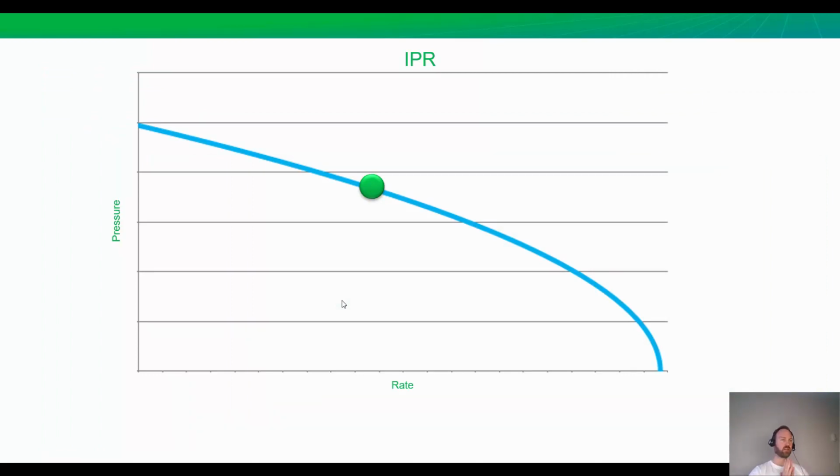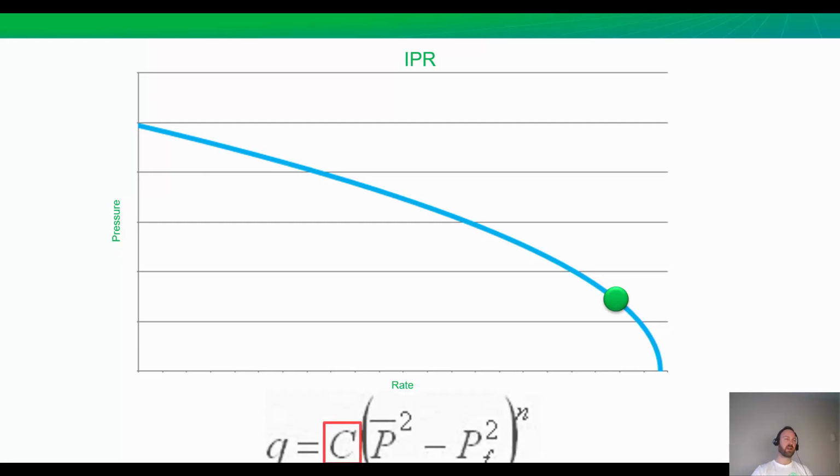I love IPR curves. They're really helpful when you're in boundary dominated flow and you want to predict if you lower or increase the pressure on your well, how will the rate change, right? They're really nice and easy to understand. They're super helpful. And this is one of the formulas for an IPR curve. The C value, you can think about this as the well's productivity. And in boundary dominated flow, this is typically pretty constant.